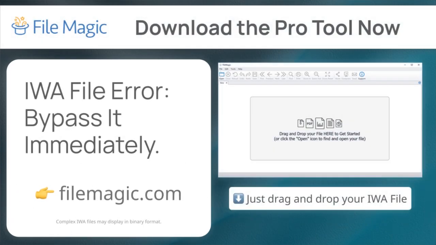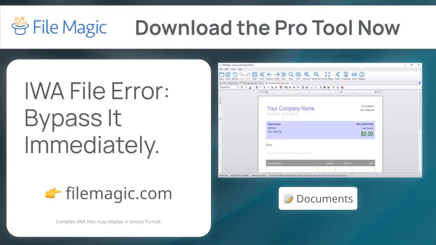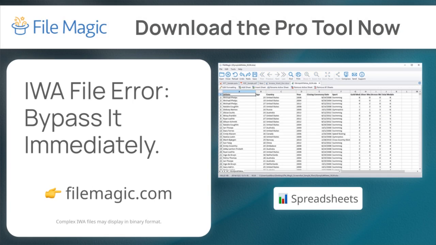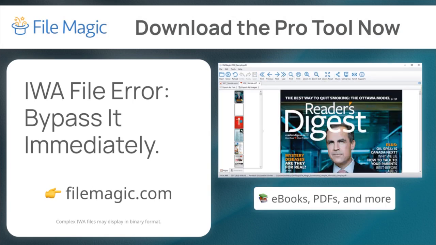Keep your expectations high for the final step. We will introduce you to the single utility that makes troubleshooting the IWA format and dozens of others obsolete.